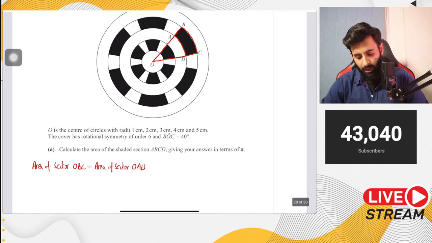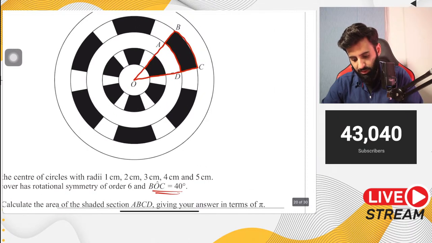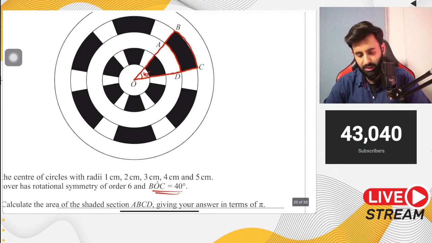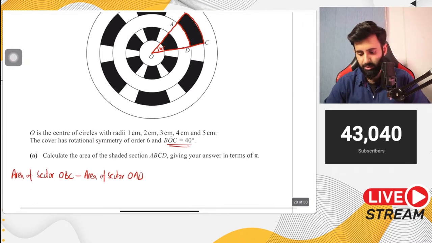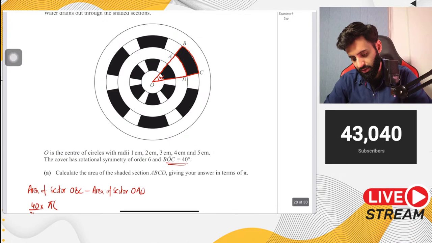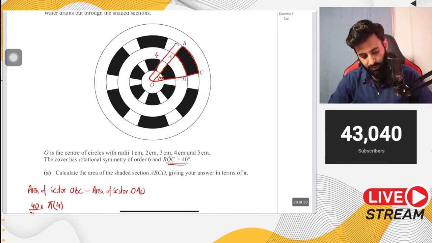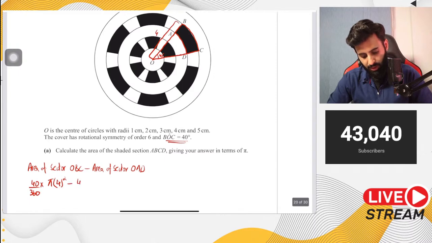Now, what's the angle? According to the question, BOC equals 40 degrees. So that means this angle will be common for all the sectors there are. So for BOC, it's going to be 40 upon 360 into pi. And what would be the radius? That's going to be 4. 1, 2, 3, 4. So pi into 4 squared, minus 40 upon 360 into pi into 3 squared.